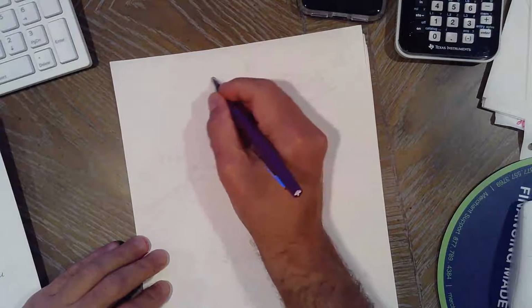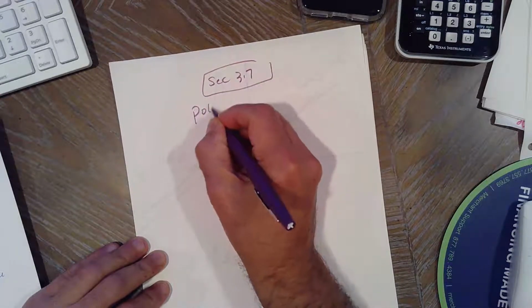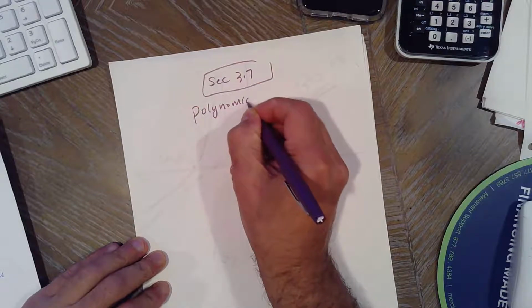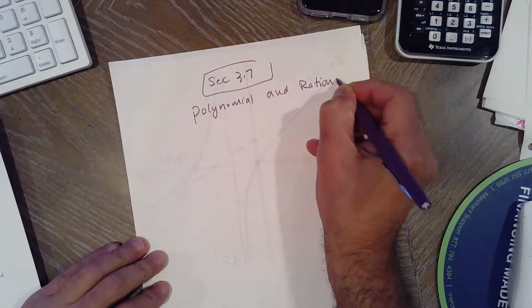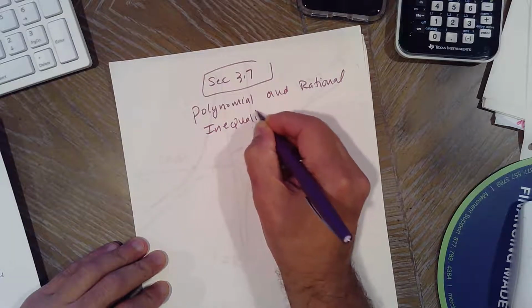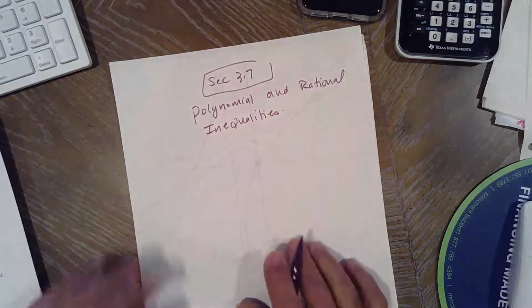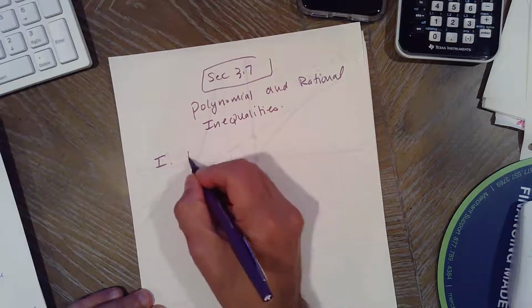So now I want to talk about the last section of chapter 3, section 3.7, which is about polynomial and rational inequalities. Okay, so we're going to see what happens when we have inequalities instead of equations. First, let's talk about polynomial inequalities.